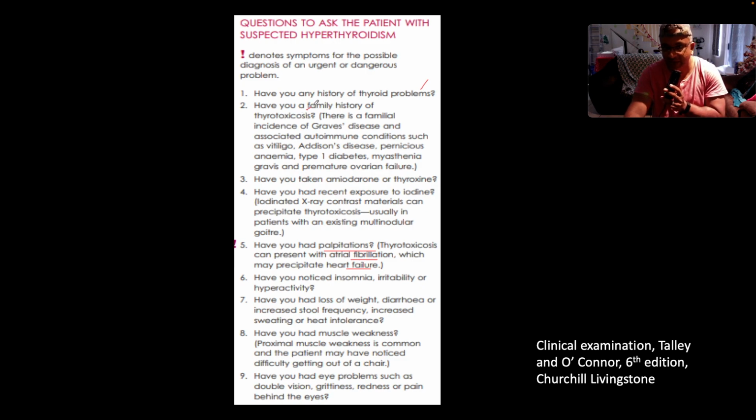As there is a familial incidence of Graves and associated autoimmune conditions such as vitiligo, Addison's, pernicious anemia, type 1 diabetes, myasthenia, premature ovarian failure. All these autoimmune conditions tend to stick together.